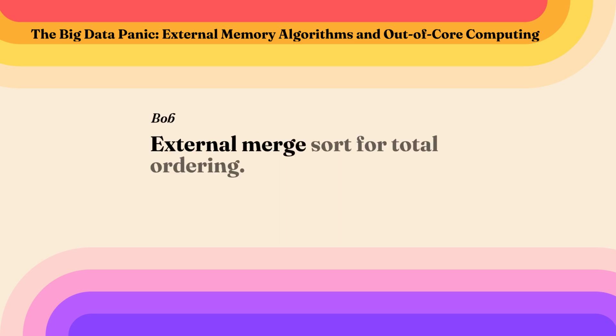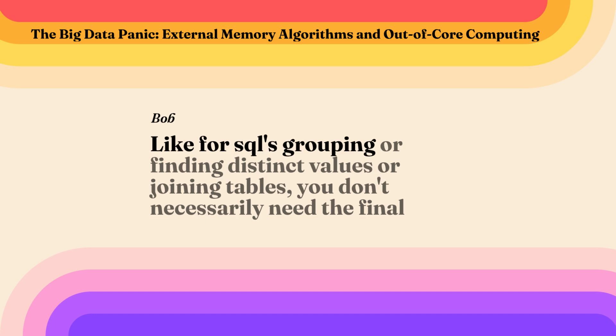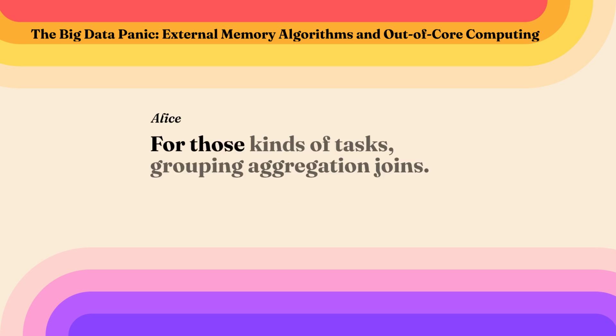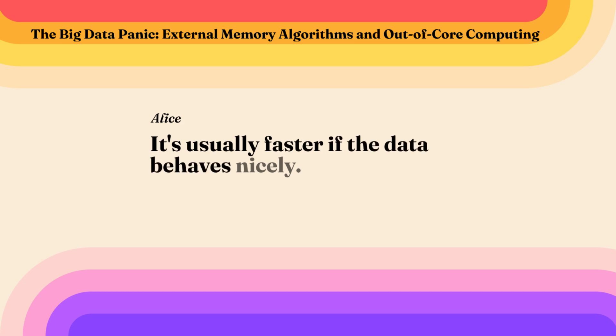Got it. External merge sort for total ordering, robust. But sometimes sorting is overkill, right? Like for SQL's GROUP BY or finding distinct values or joining tables. You don't necessarily need the final result sorted. Correct. For those kinds of tasks, grouping, aggregation, joins, we often turn to external hashing. It's usually faster if the data behaves nicely.